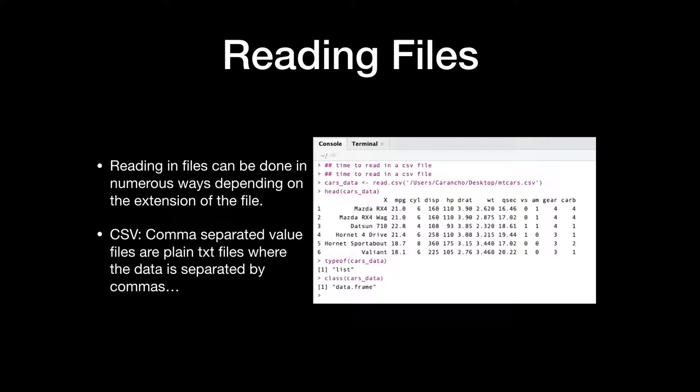So, reading files. Reading in files can be done in numerous ways depending on the extension of the file. One of the most common ones you're going to be utilizing with most of data science is the CSV, which is a comma-separated value file. It's just plain text files where the data is separated by commas. Pretty self-explanatory, that's where the name comes from. There are variations to it, like TSV, as in Tango. That actually stands for tab separated values, just as common as CSVs.